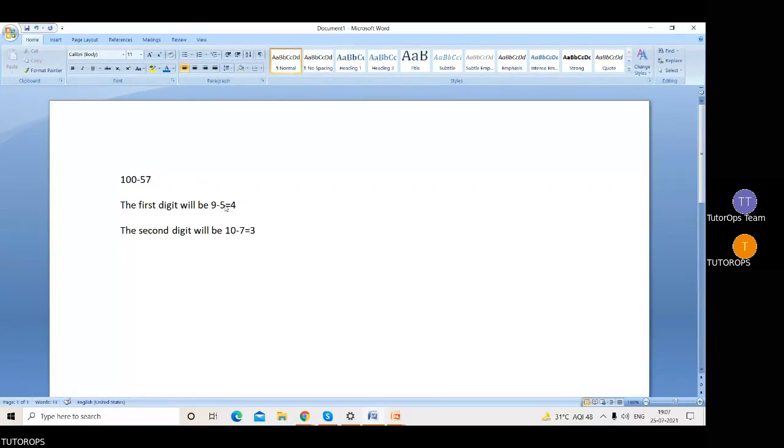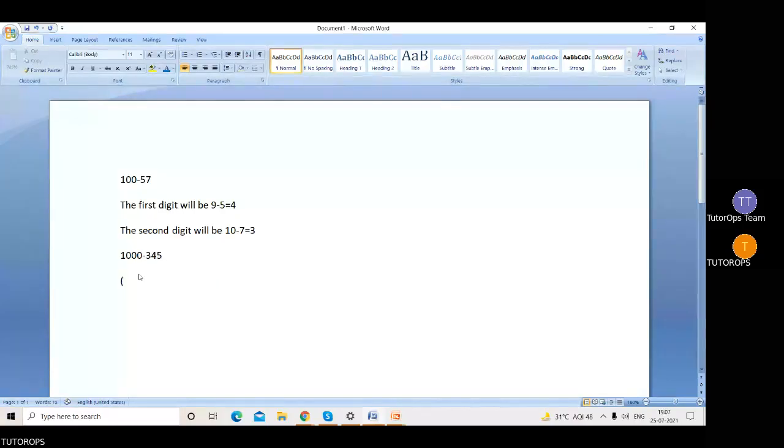So we are doing it in this way: except the ones place, we are subtracting all the digits from 9, and we are subtracting the digit at the ones place from 10. So let me take another example, 1000 minus 345. So what will be the method? Yes. We need to subtract 3 from 9, 4 from 9 and 5 from 10.